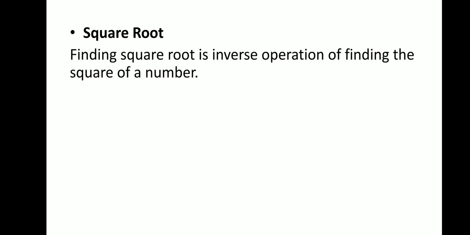Basically, we need to do the inverse operation of finding the square. Finding square root is the inverse operation of finding the square of a number. And the symbol of this square root is this one. This can be pronounced as square root or under root.